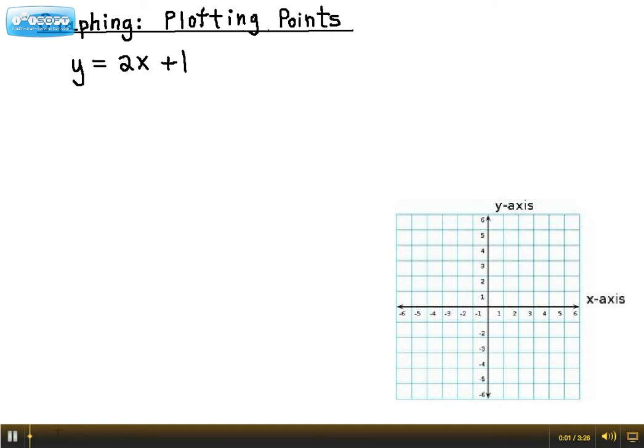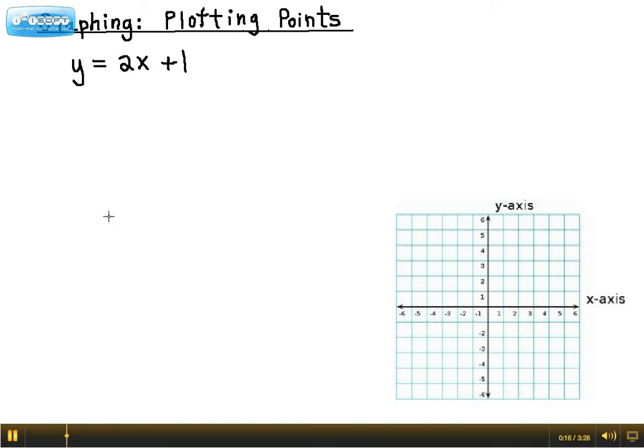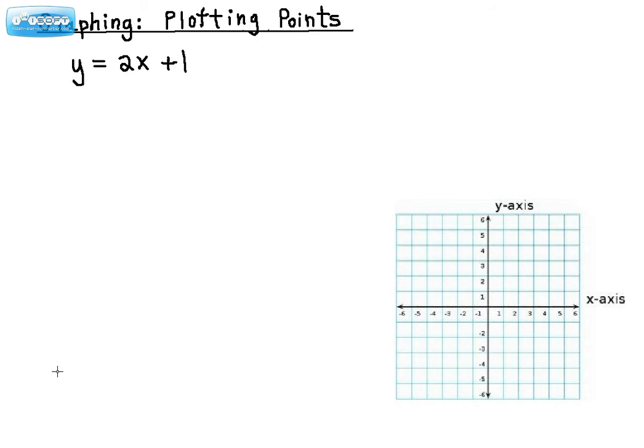Graphing by plotting points. The first thing we want to do is to get y by itself in the equation. So if your equation is not solved for y, do this first and it will make it a lot easier to get your ordered pairs. We first want to make a chart and we're going to select some values for x.